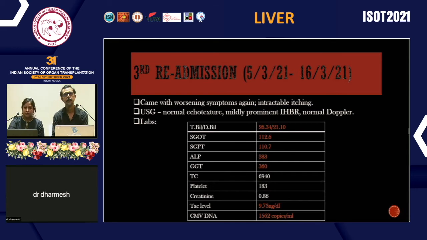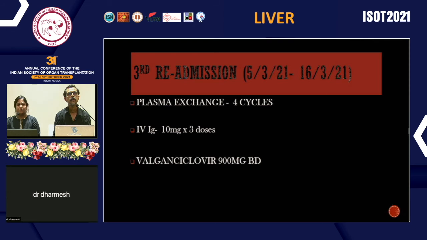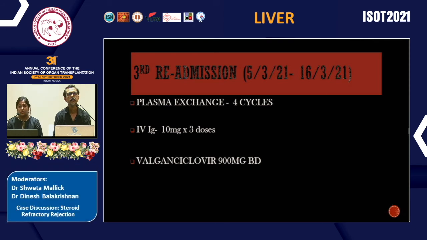We're in a slightly difficult situation with the diagnosis. We have treated him twice with steroids. We've given him ATG and still there's no response. So we begin to consider that there could be a component of AMR involved here. We did plasma exchange. 4 cycles were carried out. IVIG was given for 3 doses. At this point, we want a comment from all the 3 hepatologists who have joined us on what their protocol is. Would they agree to this, or is it any different?